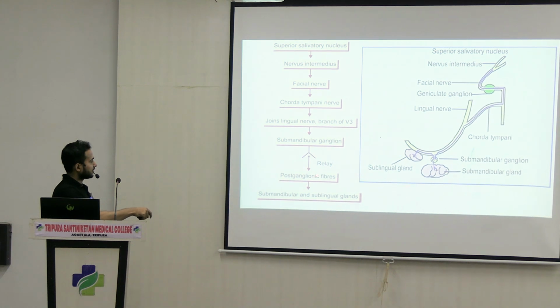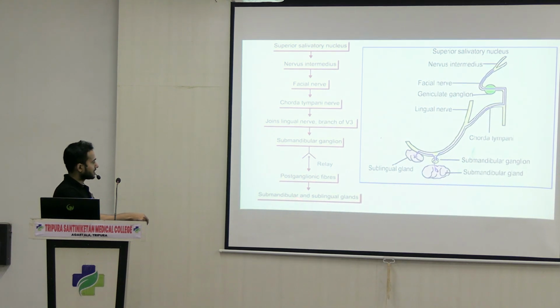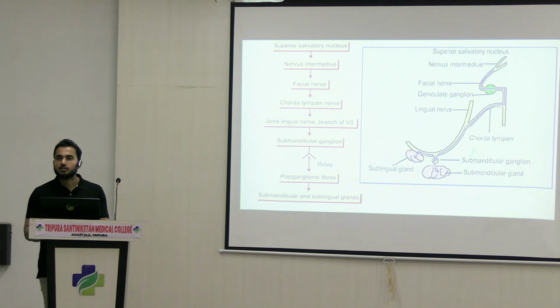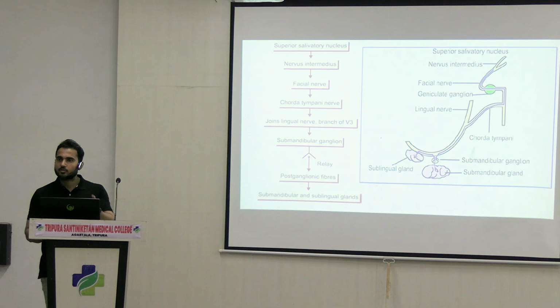From here the postganglionic fibers will arise and they will supply the submandibular and sublingual gland. So if you study the nerve supply of one gland, it is the same for both. So this flow chart is very helpful. If you write in the exam with the help of the flow chart, that is okay.